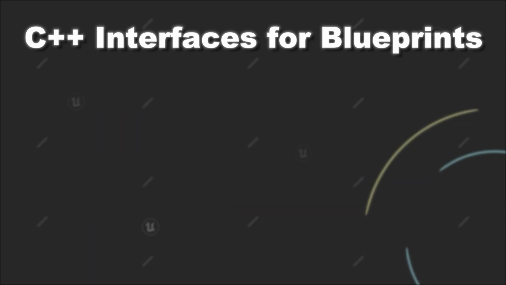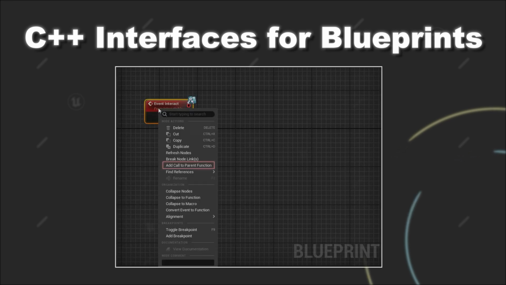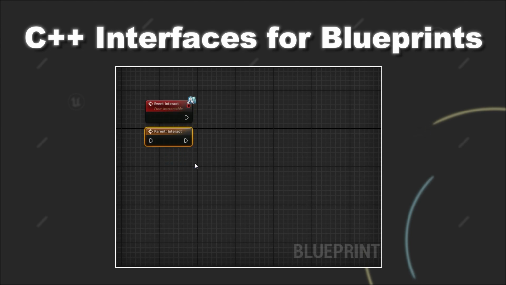One thing to keep in mind, if you override your function or event in your blueprint, you have to add the call to parent function node. This ensures that your C++ functionality for this function will be executed.